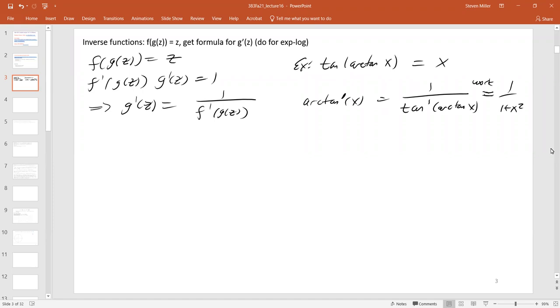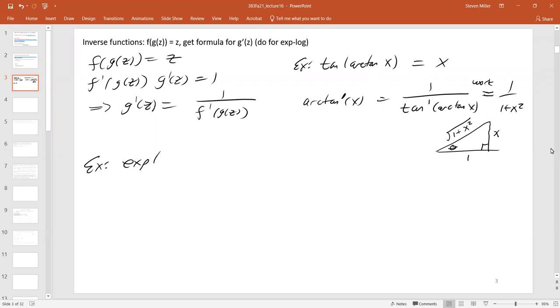So the way you prove this is you draw the triangle. And so if I want an angle here with the tangent of x, I would choose my sides like this. And then the hypotenuse would be the square root of 1 plus x squared. And then you just go through and do the algebra: the derivative of tangent is 1 over cosine squared, which is just secant squared. And so then if I have 1 over tangent prime, that becomes a cosine squared up top. Cosine is just going to be 1 over square root of 1 plus x squared, and the denominator cancels.